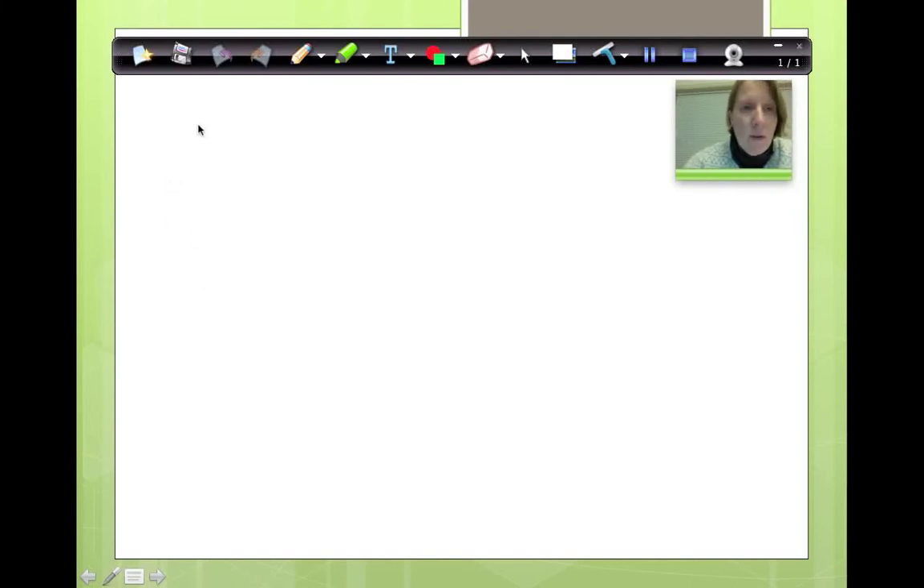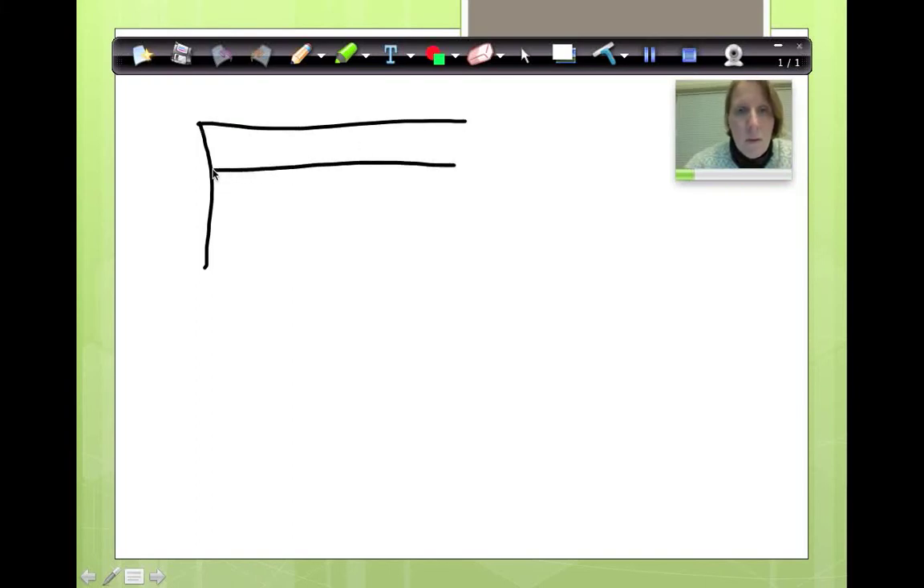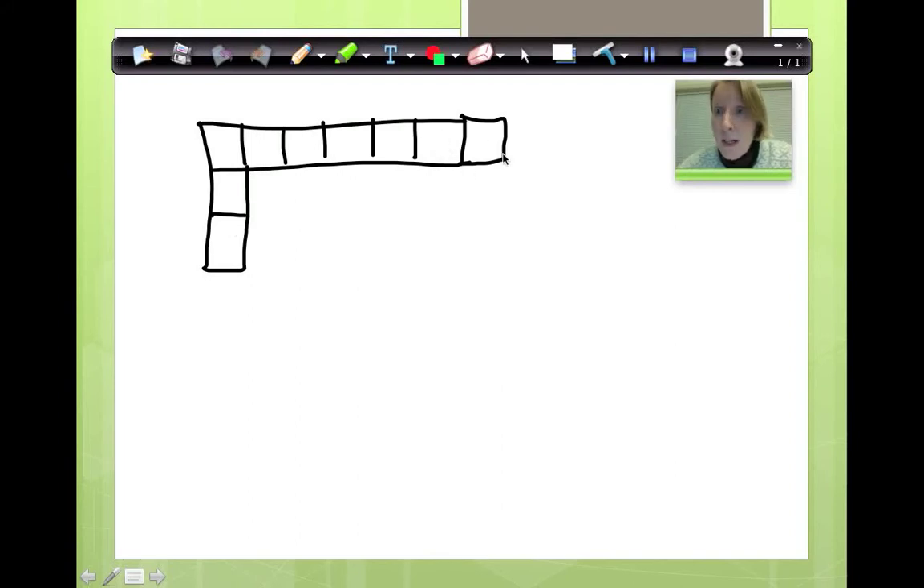What if you saw a picture like this? Could you figure out what the area is? Now, if you saw a picture like this and you knew that these were all 1-inch squares, would you be able to figure out what the area is of the rectangle? Well, how big is this side? Count your sides. 1, 2, 3. This is 3 inches. This would be 1, 2, 3, 4, 5, 6, 7. This is 7 inches. And so what's my area?